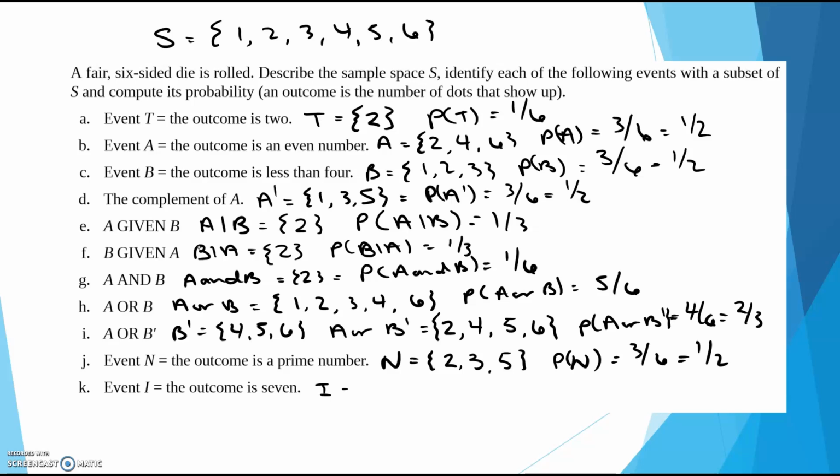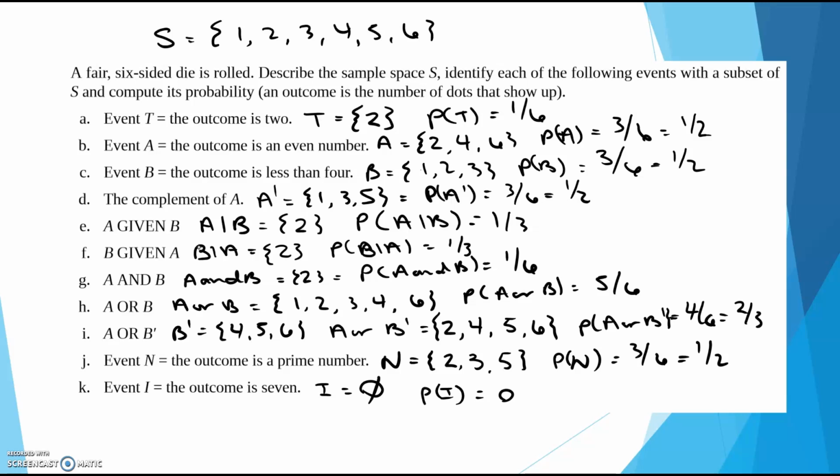Okay, event I, the outcome is 7. Okay, well this goes from 1 up to 6. So event I can't happen. So this is actually a null set. So you draw a circle with a line through it. And the probability of I would be 0.